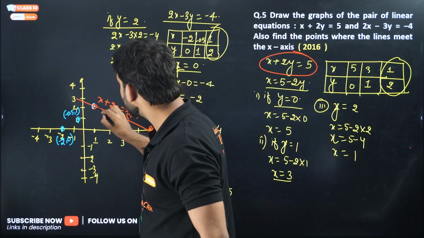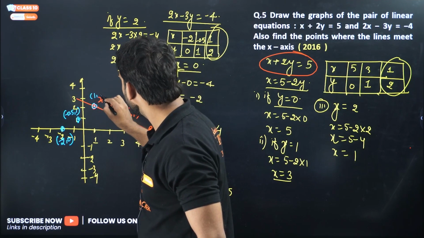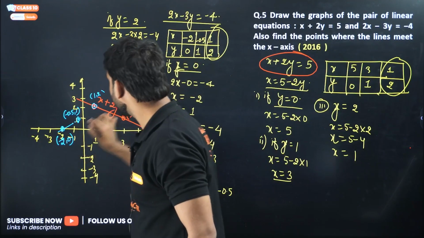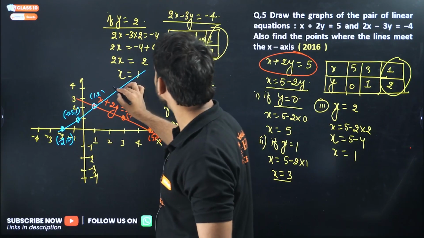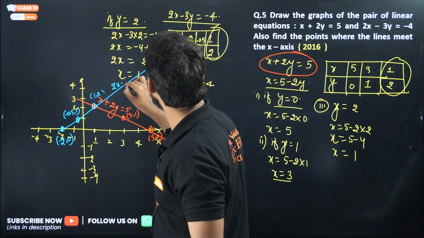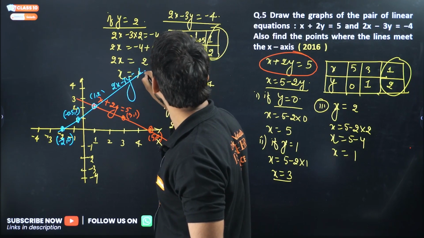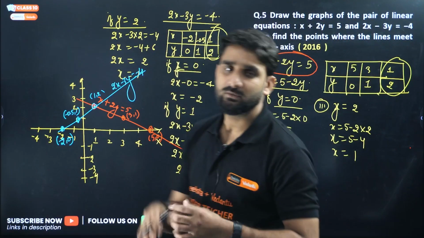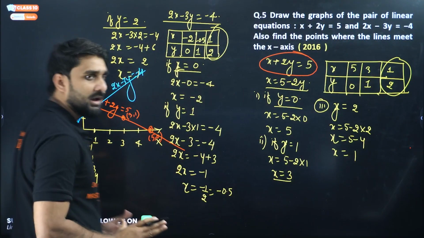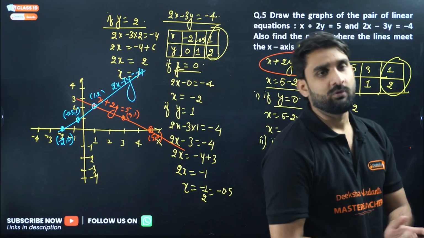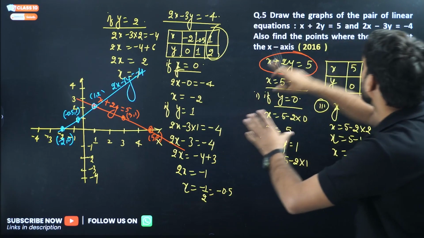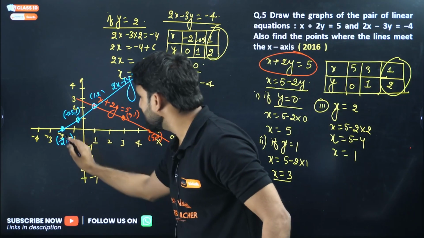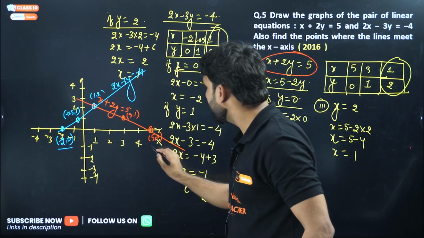Wow. This point is common, 1 comma 2. Can we connect these points? So the line will be this. Wow. And this is the line of this equation, 2x minus 3y equals minus 4. I hope this is clear to everyone. Yeah, I know this question required calculation and time. To draw the graph you have to find the solutions first. Now look, we have to find the points where the lines meet the x-axis. These points are minus 2 comma 0 and 5 comma 0.